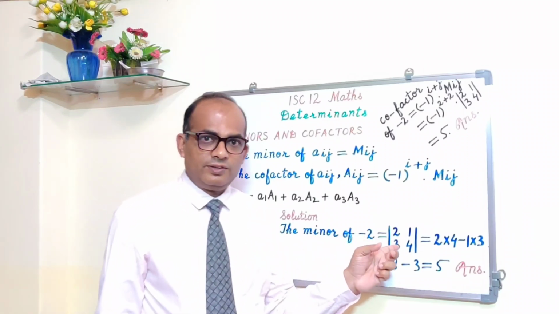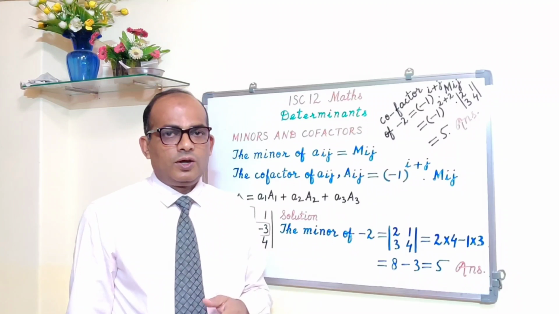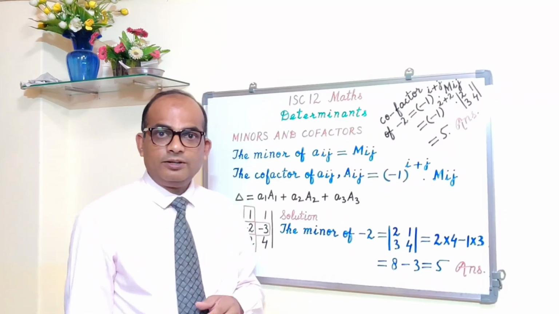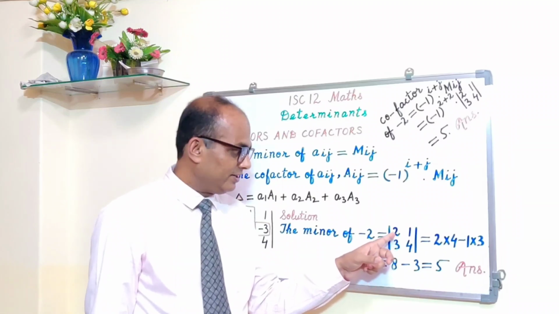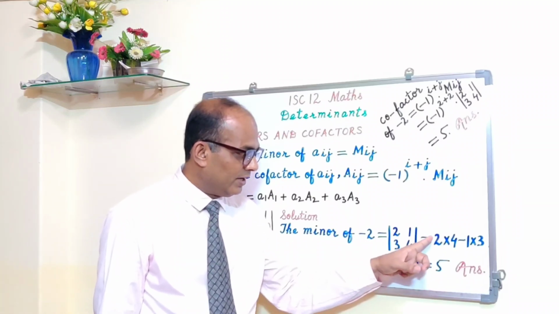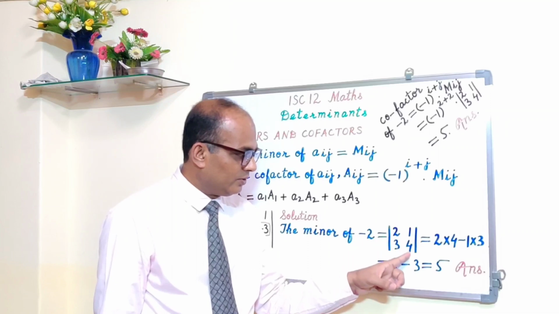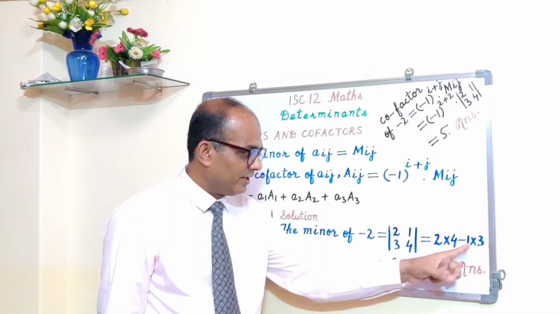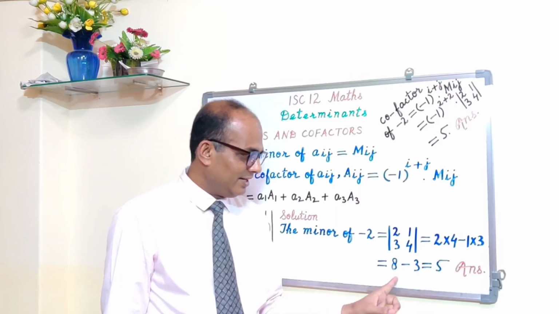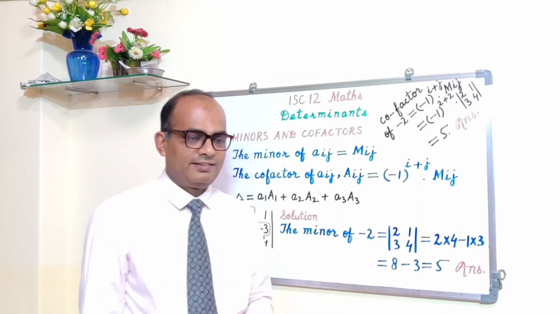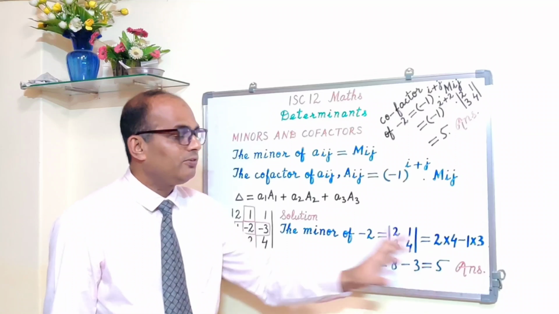Now this I have explained to you in my determinants part 1 video lesson, how to evaluate the determinant. 2 into 4 minus 1 into 3. So 2 fours are 8, minus 1 threes are 3, and 8 minus 3 is 5. So 5 is the answer. The minor of minus 2 is 5.